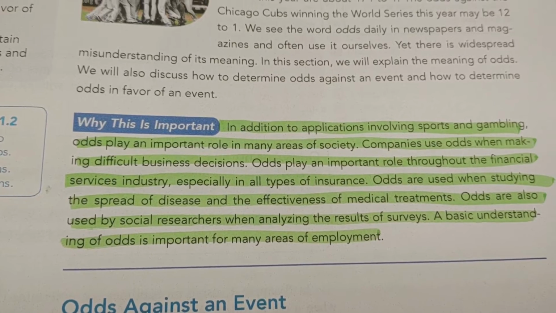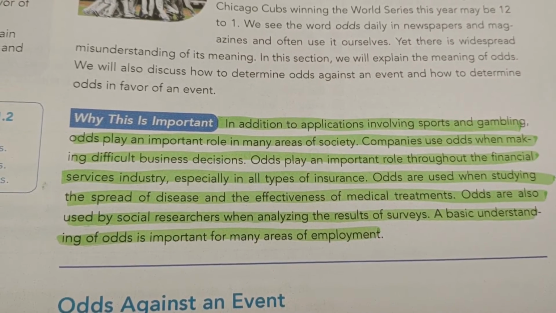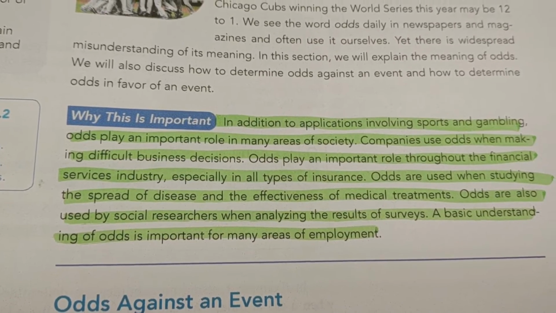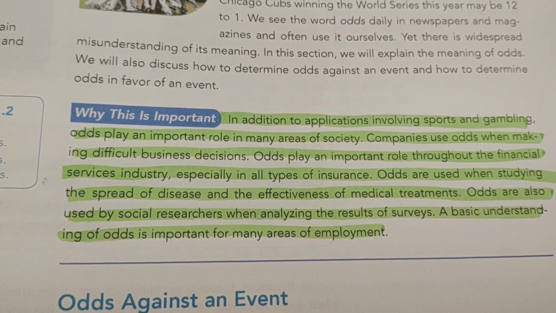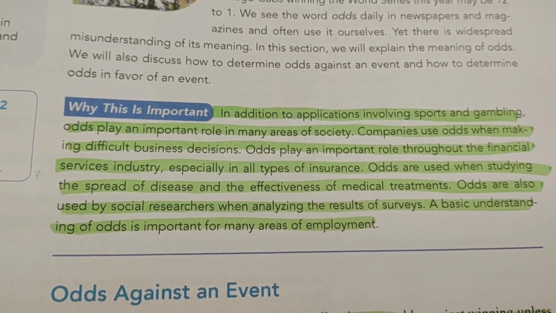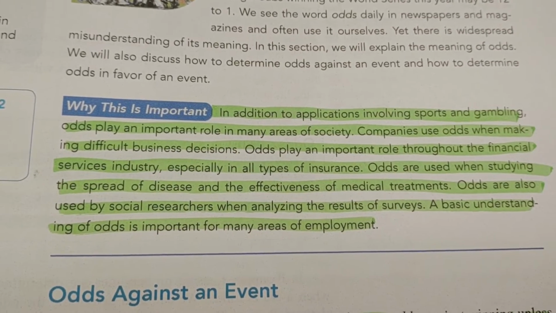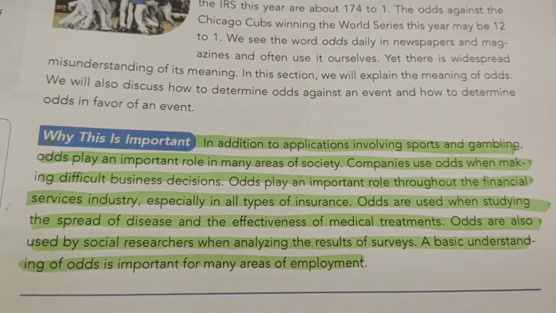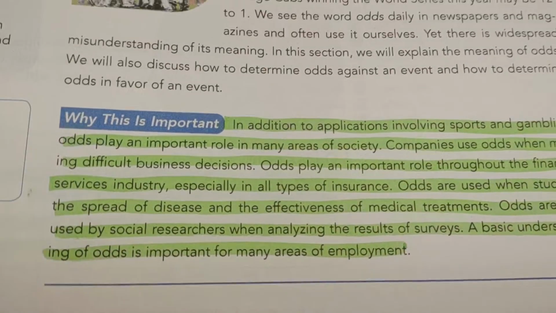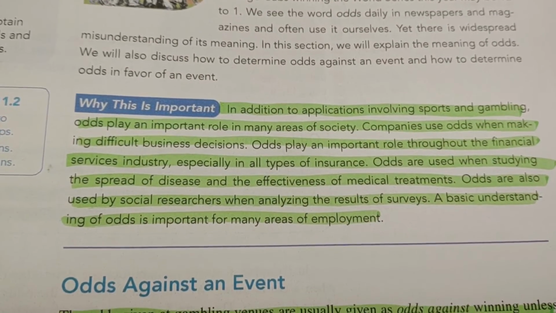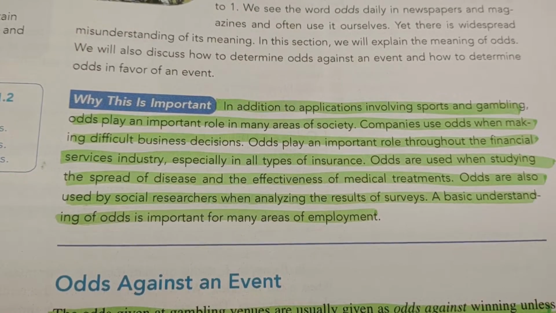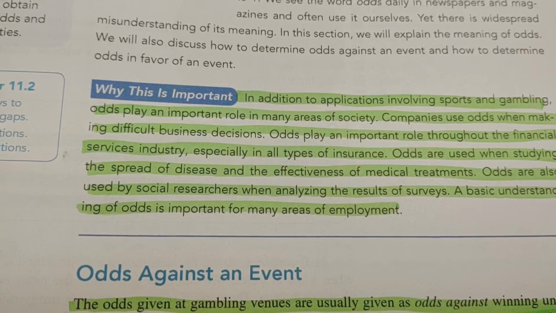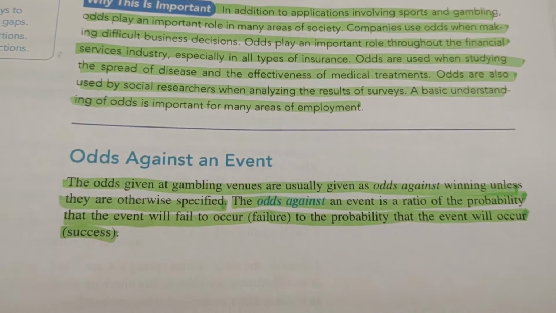society. Companies use odds when making difficult business decisions. Odds play an important role throughout the financial services industry, especially in all types of insurance. Odds are used when studying the spread of disease and the effectiveness of medical treatments. Odds are also used by social researchers when analyzing the results of surveys. A basic understanding of odds is important for many areas of employment.